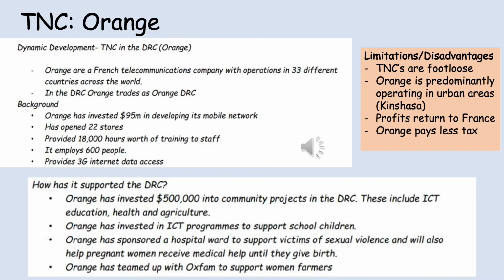We will now consider the role that Orange, a transnational corporation, has had on the country. Now remember, transnational corporations or companies are companies that operate in numerous countries around the world. So Orange are a good example of this because they operate in 33 different countries across the world, and most recently have started operating in the DRC. So some background: Orange has invested 95 million in developing its mobile network. As a result, they've opened 22 stores, provided 18,000 hours worth of training to staff, and as a result have employed 600 people in the process.